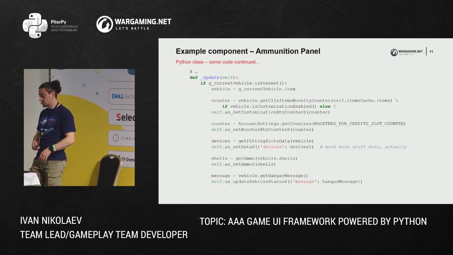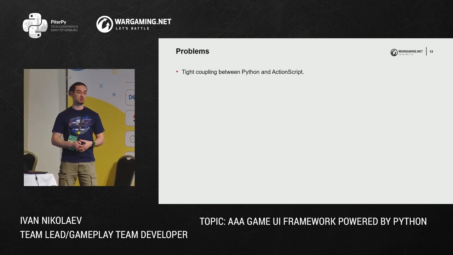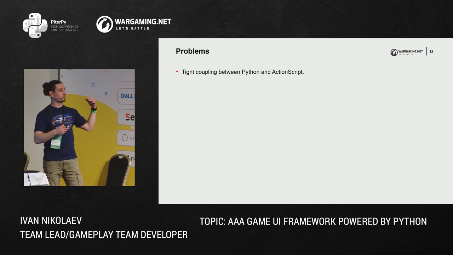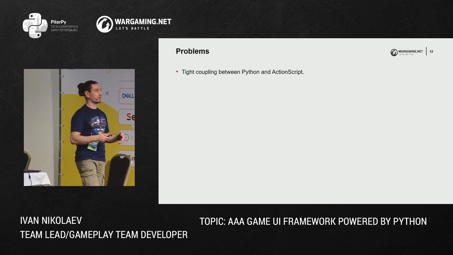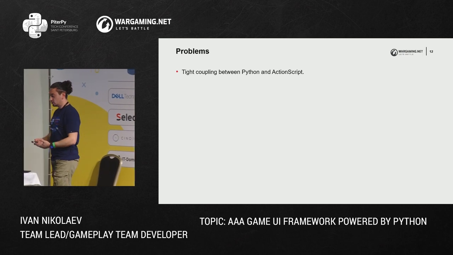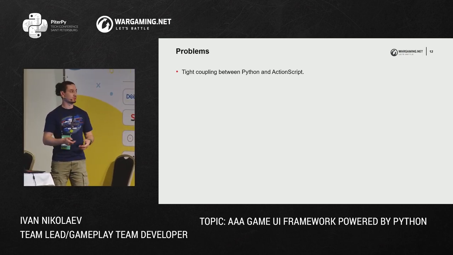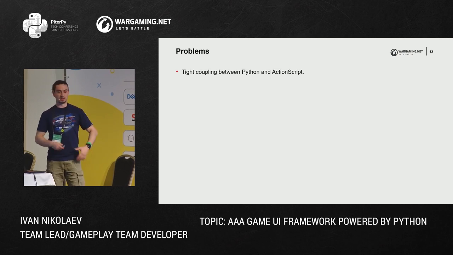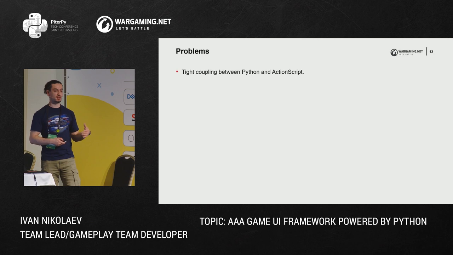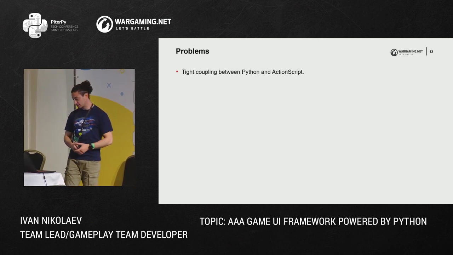What are the problems with this approach? There are quite a few. First, you have a tight coupling between your interface, because it's dictated that you have to derive from those base classes between Python and ActionScript. And obviously, this is brittle. If you have to change one single button, you basically have to call the ActionScript guy and tell him, hey, dude, I changed that one, please update your code accordingly. Otherwise, the client won't even start. And a lot of problems like that.